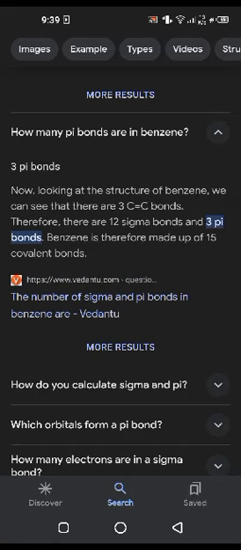Now looking at the structure of benzene, we can see that there are 3 C double bond C. Therefore, there are 12 sigma bonds and 3 pi bonds. Benzene is therefore made up of 15 covalent bonds.